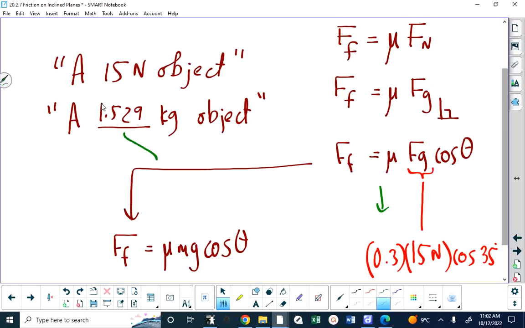So if you want to do it this way, you can. If you're confused about the fact that we're going to go back to 15, don't worry about it. Just use this formula, and it will work. Does that answer your question? Okay. Any other questions?